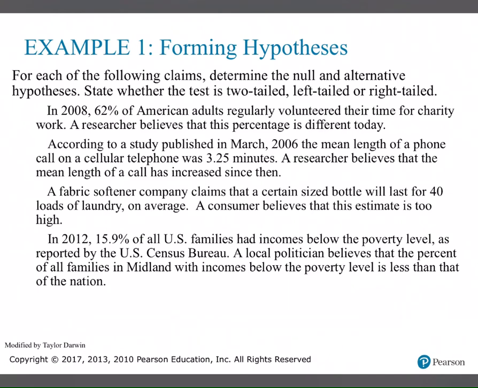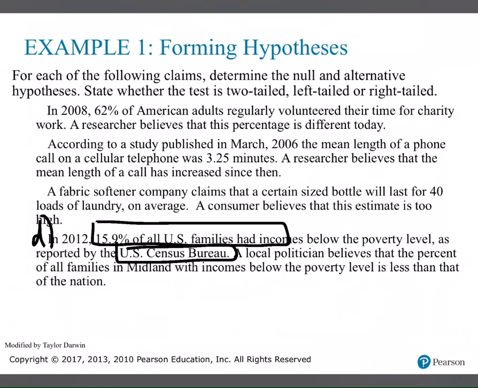D says in 2012, 15.9% of all U.S. families had incomes below the poverty level as reported by the U.S. Census Bureau. A local politician believes that the percentage of all families in Midland with incomes below the poverty level is less than that of the nation. So this one's tricky. Our population is 15.9% of all U.S. families, and our local politician is trying to say specifically in Midland.